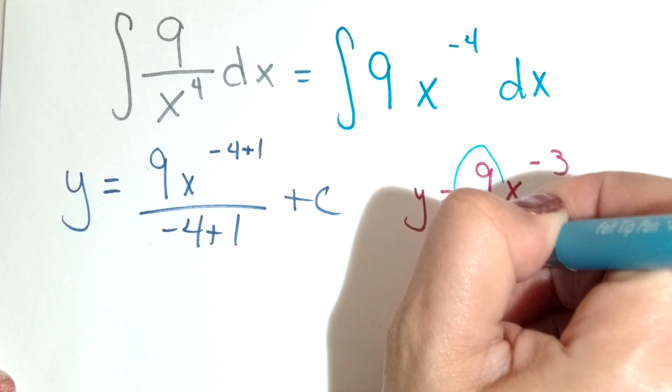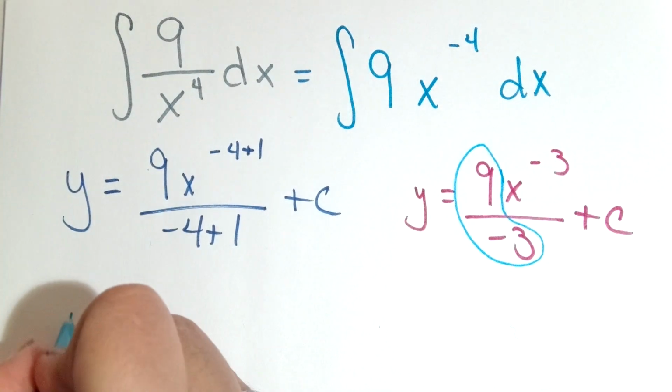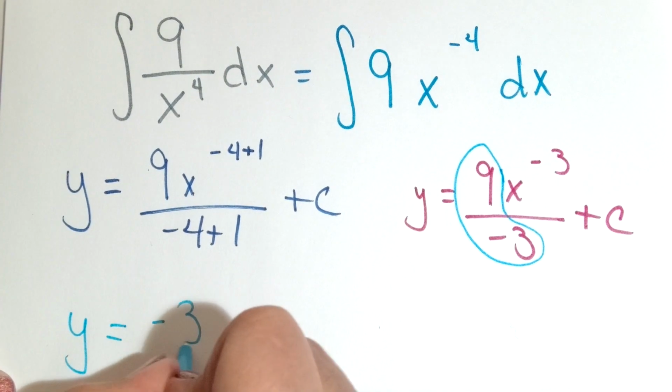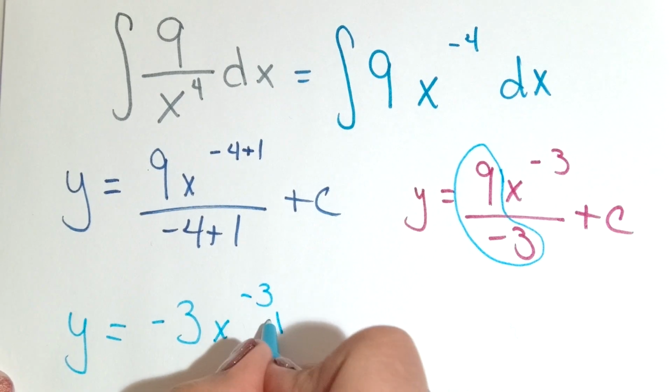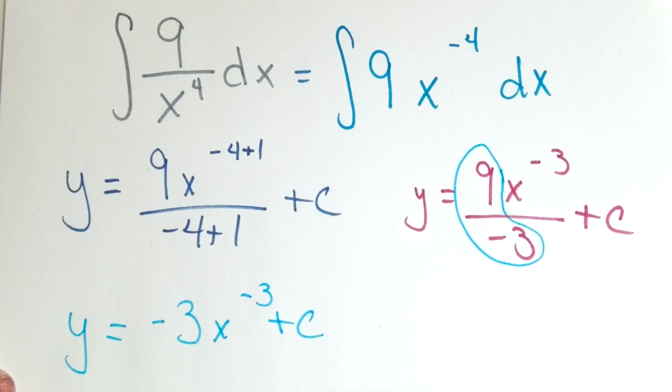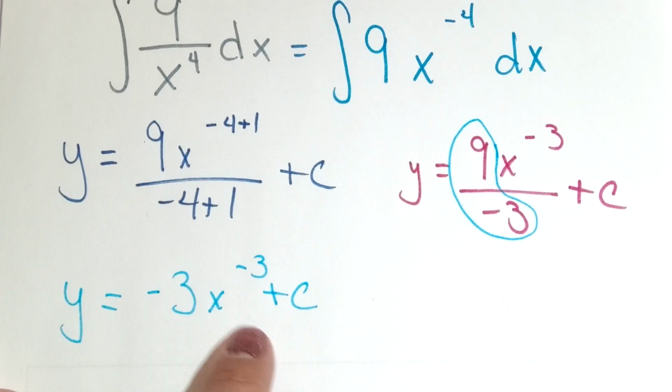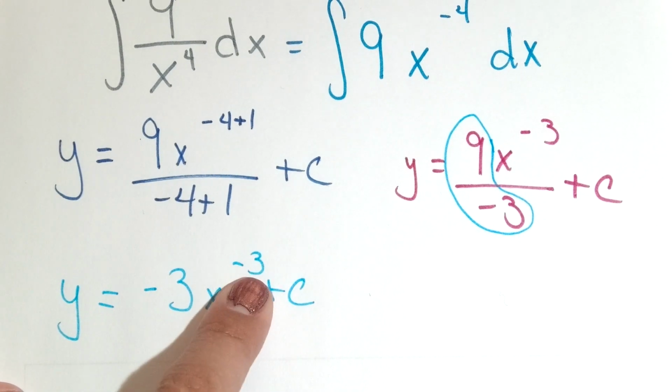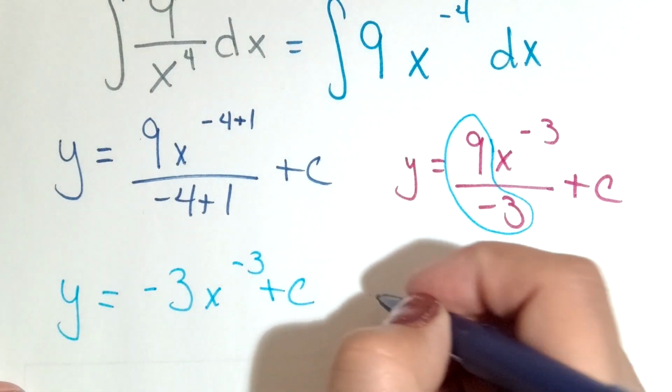I need to simplify now. So if y equals -3x to the -3rd plus c. And now that I'm simplified, I need to take this negative and put it back in the denominator.